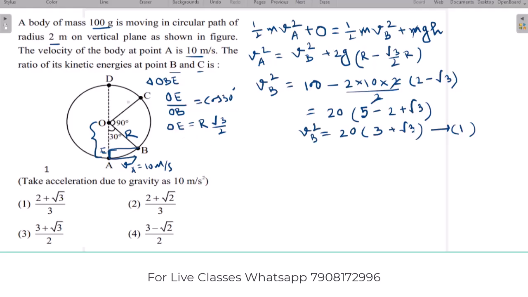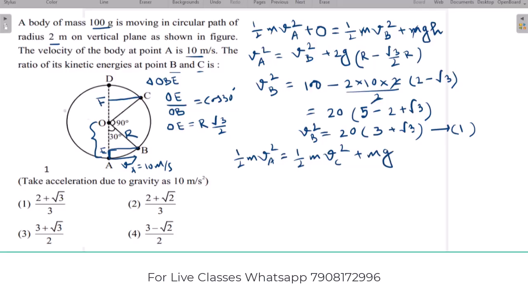Now, we have to find the velocity at point C. So, again from the conservation of energy, the total energy at A, that is half m VA square, is equal to half m VC square plus mgh. Now, what is the height? So, now draw another perpendicular to OD. Let's say this is F.